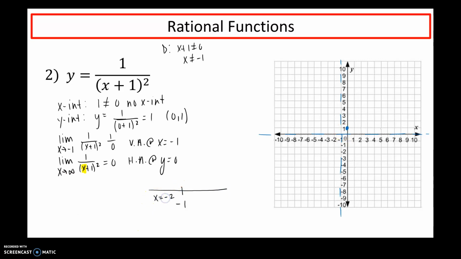If I choose -2, I go back to my original. My numerator is always +1. Now look in your denominator. In your denominator, you're squaring any number, so that would remain positive. So this interval is positive.